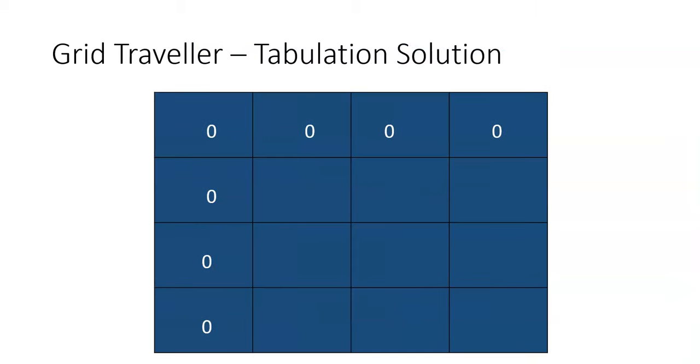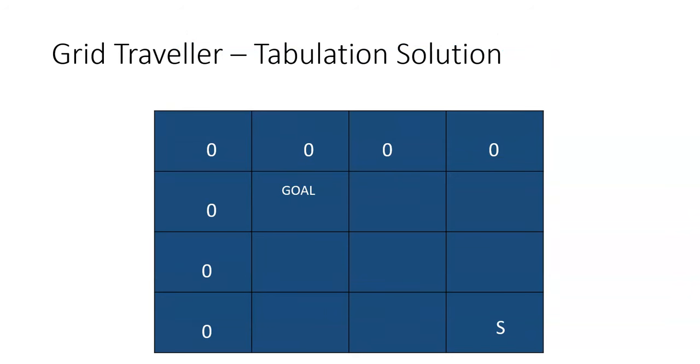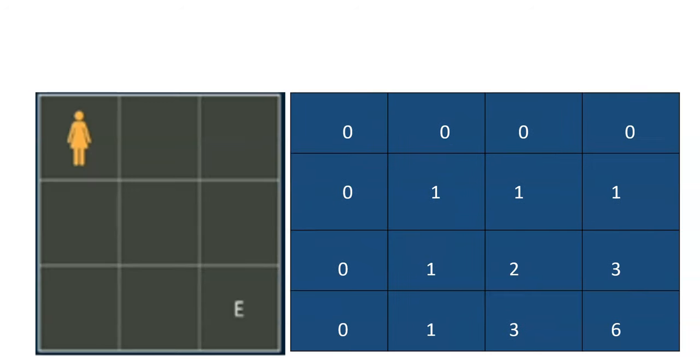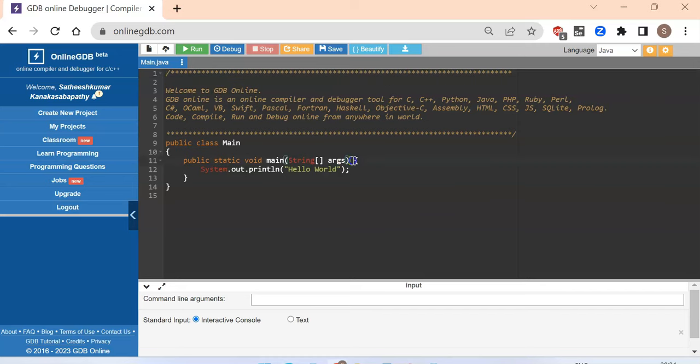Now, algorithm wise, we already discussed it. So this is the goal, which is going to have only one path. This value comes here. You add up those two. You add up these two, you get this value. You add up these two, you get the 2. You add up these two, you get the 3. So we know this is the way the algorithm has to be built. Right, so now we can go into online GDB and then build the solution. So we'll go to online GDB now.